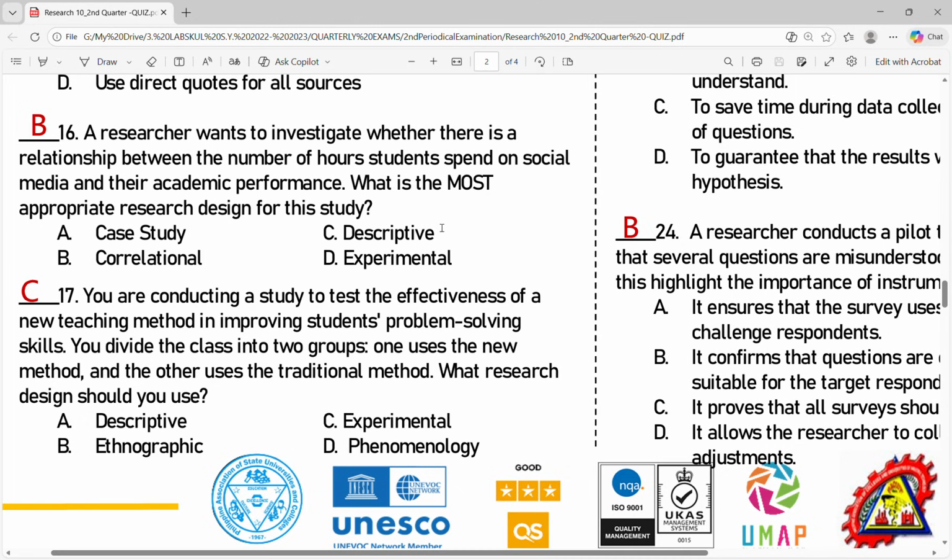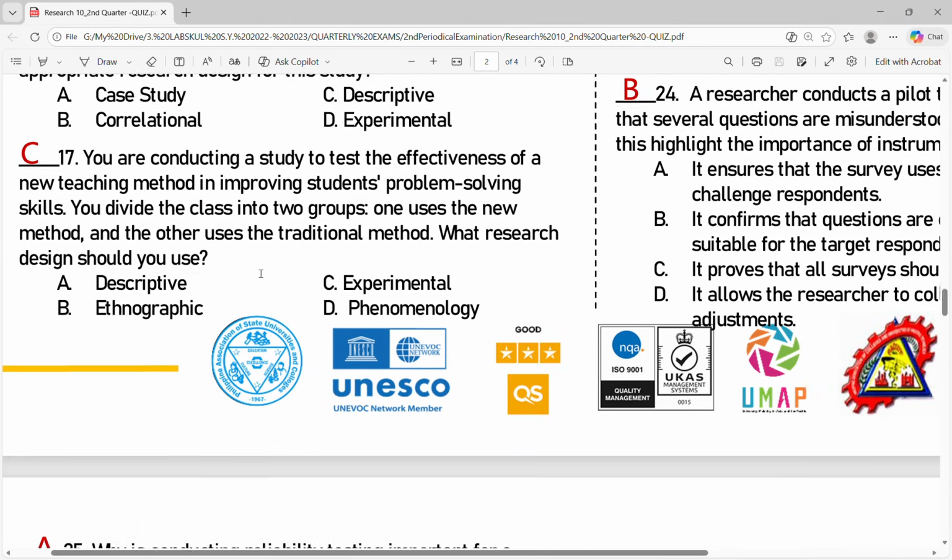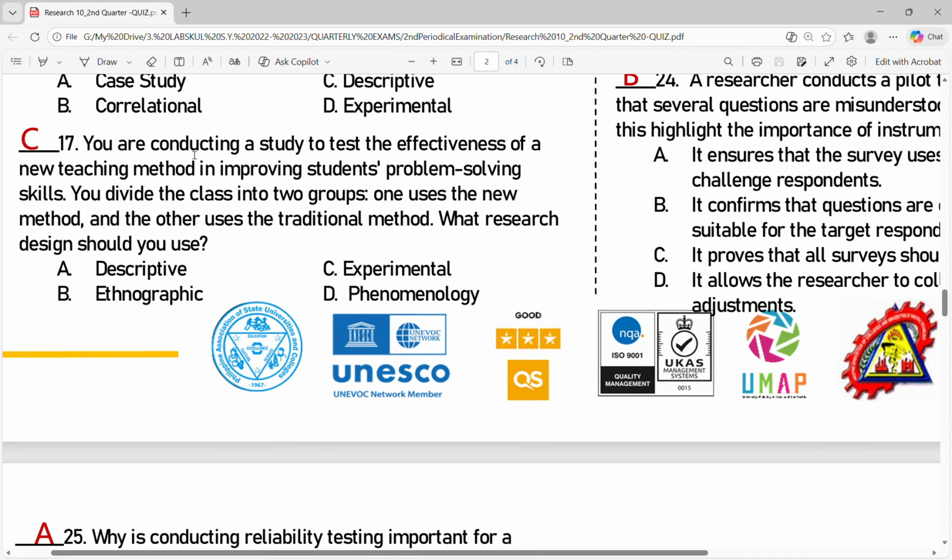Number 16. A researcher wants to investigate whether there is a relationship between the number of hours students spend on social media and their academic performance. What is the most appropriate research design for this study? So, may keyword kita diri, relationship. Basta may relationship, that's correlational research design. So, the answer in number 16 is letter B.